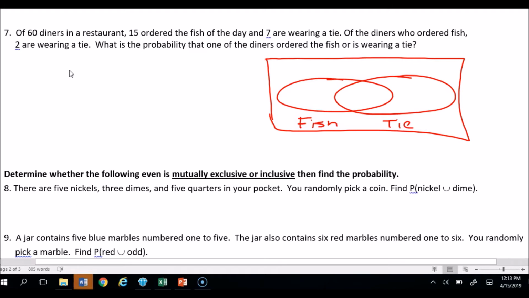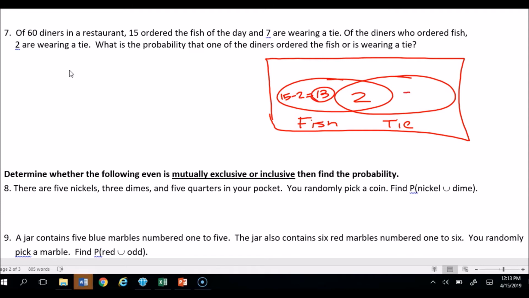Now let's go ahead and read the problem. It says 15 ordered fish of the day, 7 are wearing a tie. Of the diners who ordered fish, 2 are wearing a tie. So it says of the people that ordered fish, 2 are wearing a tie. So that's the overlap. Now if we want to find how many people ordered fish only, then we would have to do 15 minus that 2. So that's going to equal 13. So that's the number of people that only ordered fish.